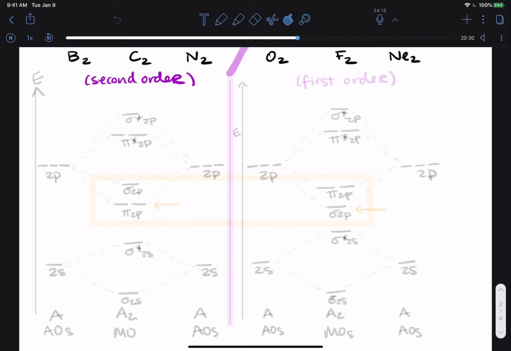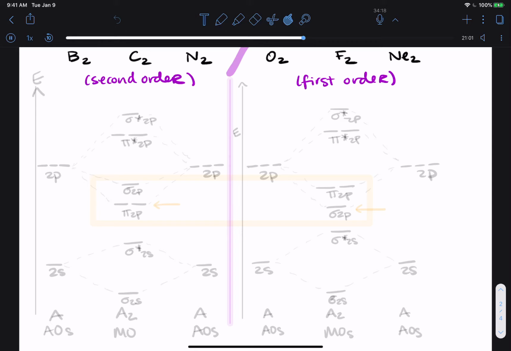And O2, F2, Ne2, in the second half, these all use a first order diagram. It's a very small difference between the two diagrams, which I'm about to draw right below this, but you do need to use the proper diagram in order to get the correct answer, because it can make a big difference in your bond order depending on how many electrons your molecule has. All right, now we're going to do this for valence only.